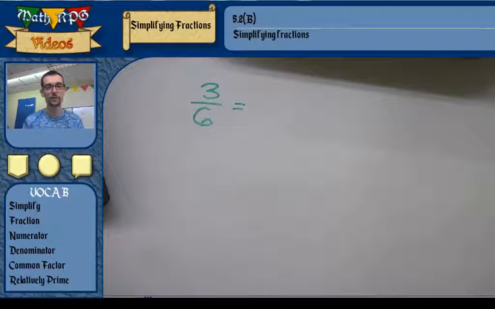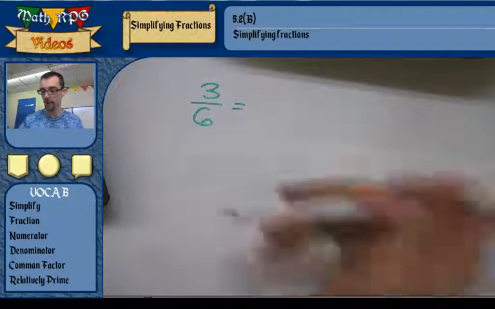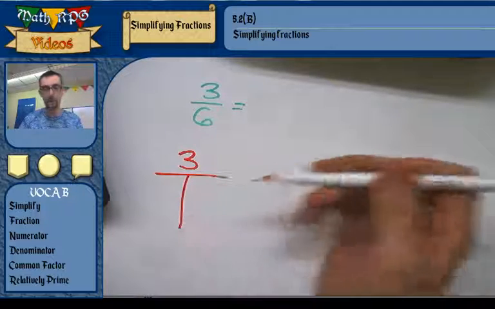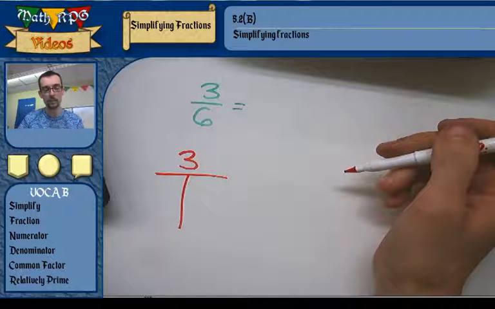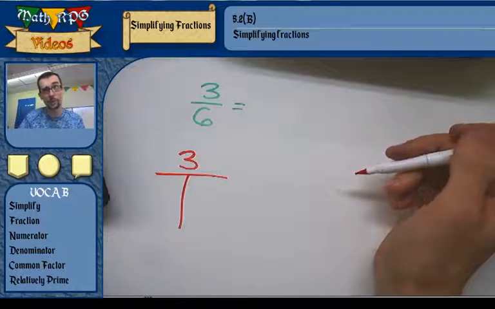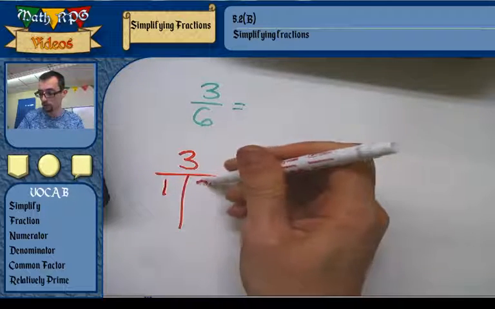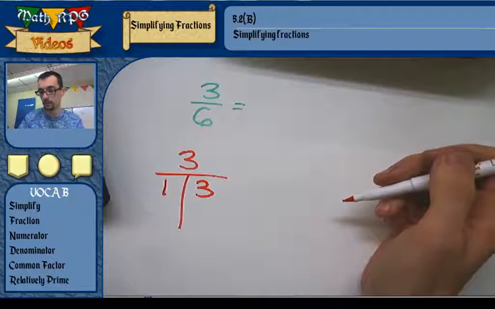All right, well, a factor is a number that when you multiply it by another factor, you get the product you're looking for. For example, my numerator is 3. So the factors of 3 are any numbers that when you multiply them together, you get 3. What times what equals 3? I'm thinking about two numbers that when you multiply them together, you get 3. They're 1 and 3. 1 times 3 is 3. Are there any other numbers? In this case, no.